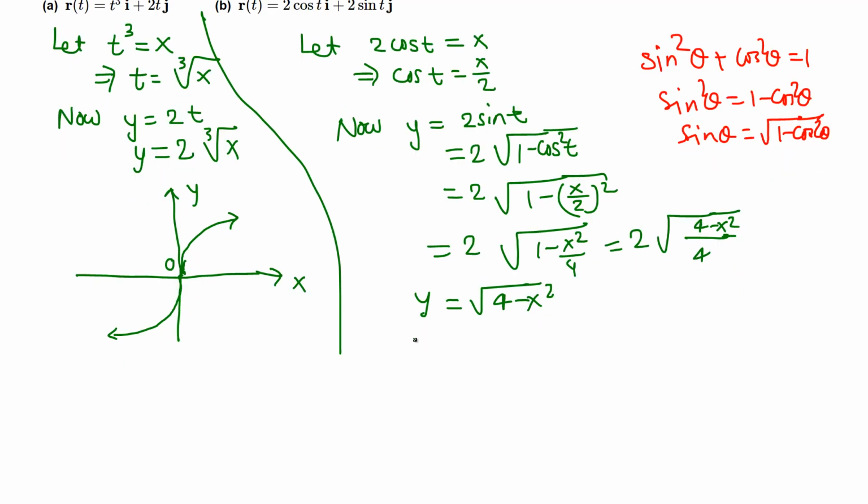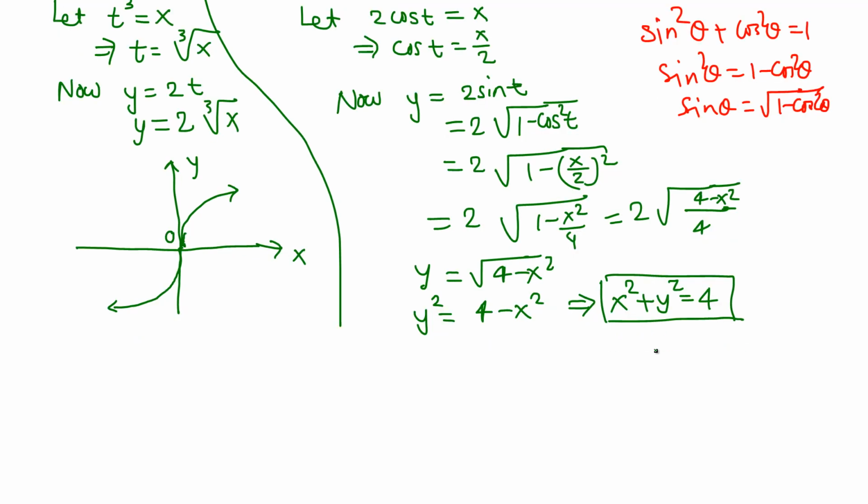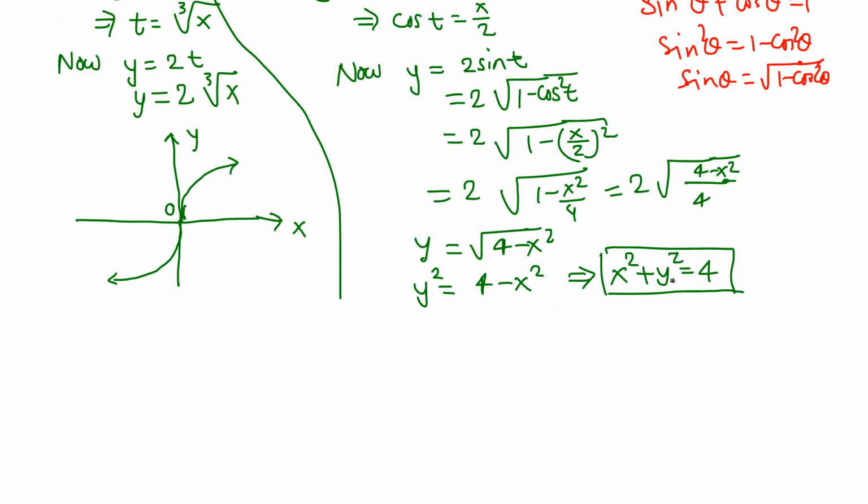Square both sides, we get y squared equals 4 minus x squared. Add x squared to both sides, get x squared plus y squared equals 4. And you should identify this as a circle of radius 2 centered at 0, 0. So this is just a circle.